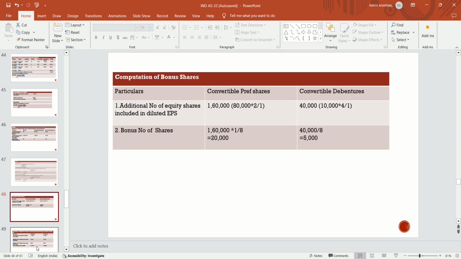Additional number of equity shares included in calculating the diluted EPS is 80 into 2 divided by 1,60,000. In case of convertible debenture, it becomes 40,000, that is 10,000 into 4 divided by 1. And bonus component on that 1,60,000 number of shares: every 8 shareholders will get 1 share. So 1,60,000 divided by 8 into 1 becomes 20,000. And in case of convertible debenture also, 40,000 divided by 8 into 1 becomes 5,000. These are the bonus components for calculating the diluted EPS.